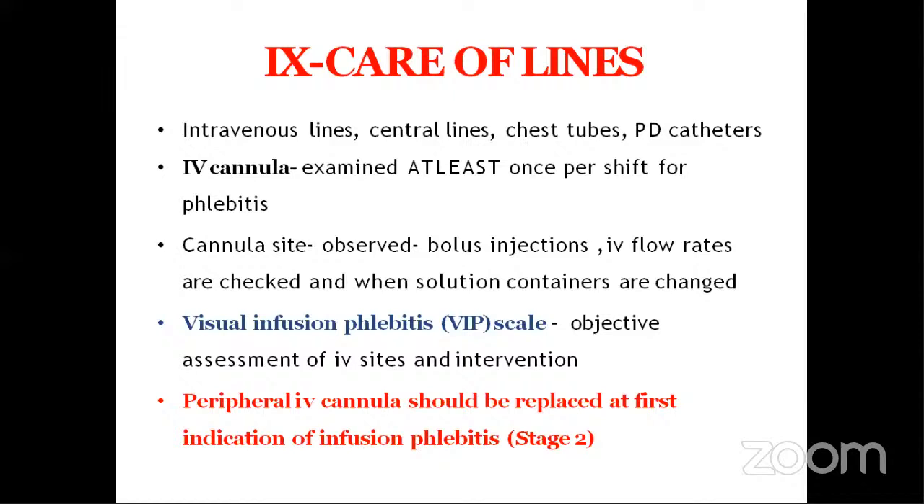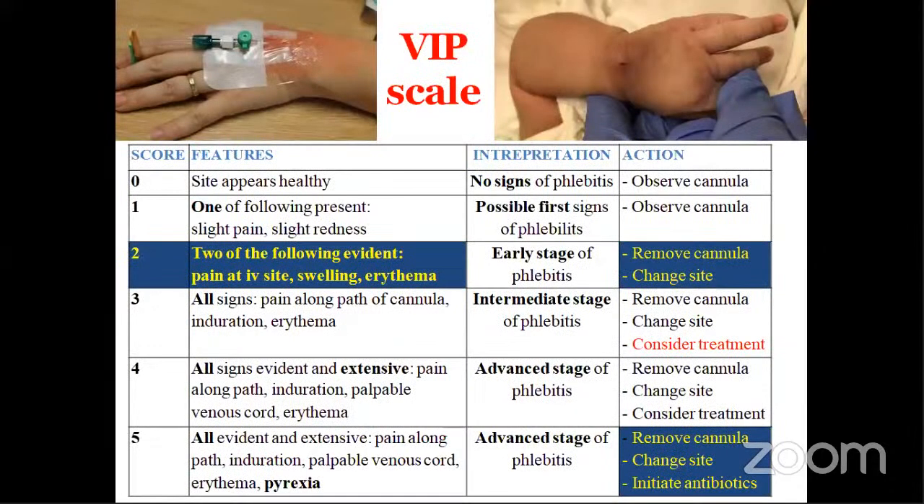There are certain scales available for the objective assessment of the IV sites and intervention. This is the Visual Infusion Phlebitis Scale, VIP scale, having 6 scores. Score 0 is when the site appears healthy. There are no signs of phlebitis, you have to observe the cannula. In score 1, one of the following will be present, like slight pain or slight redness. These are the possible first signs of phlebitis.